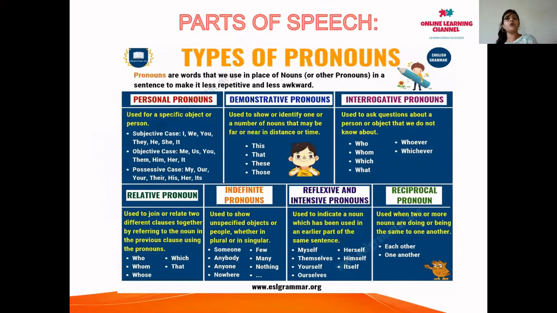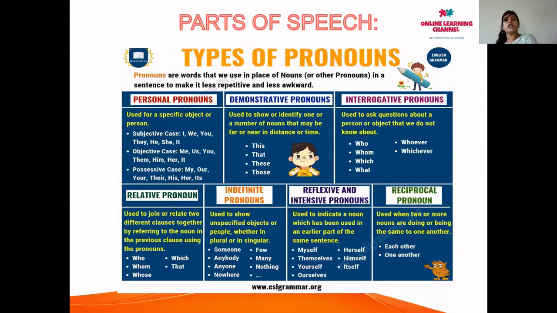Right, these are your types of pronouns. Pronouns are words that we use in place of nouns or other pronouns in a sentence to make it less repetitive and less awkward. Right, so these are your different types of pronouns. You have personal pronoun, used for a specific object or person, and you have your different examples. Then you have your demonstrative pronouns, used to show or identify one or a number of nouns that may be far or near in distance or time.